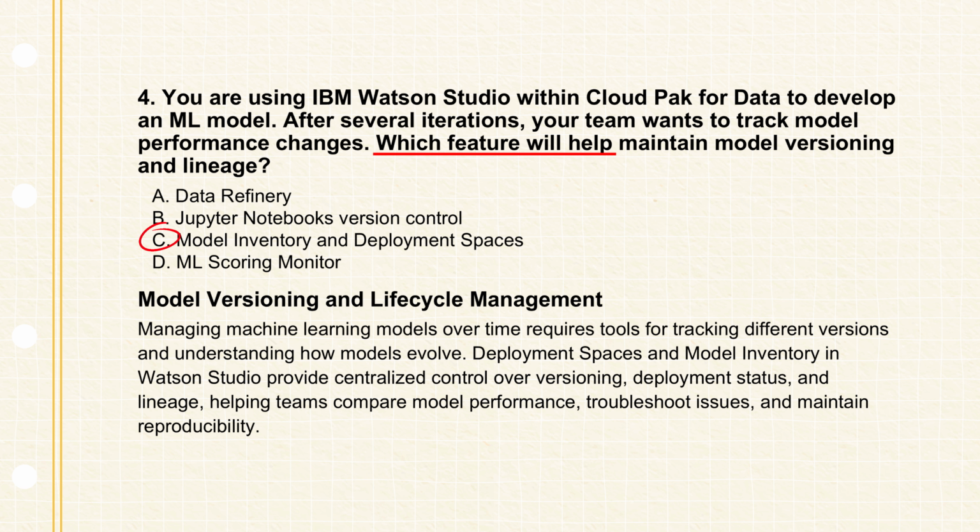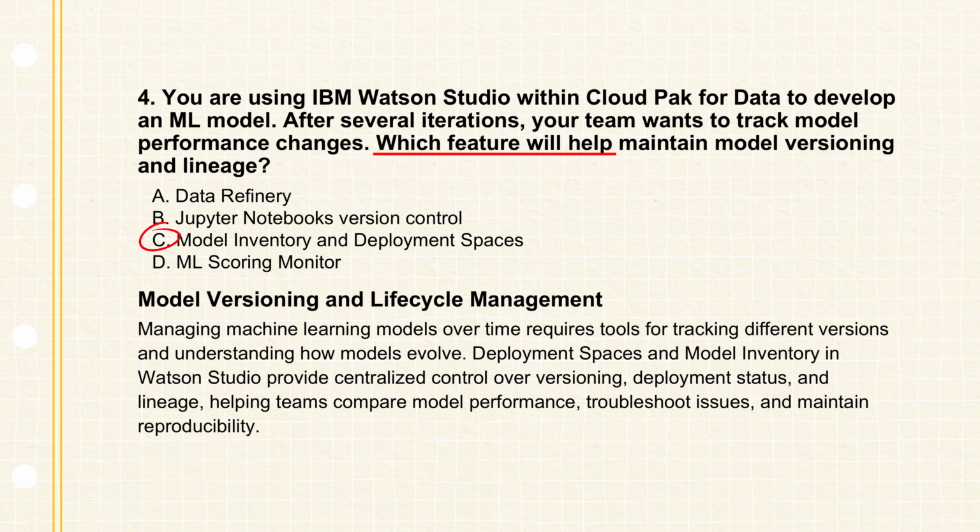Model inventory and deployment spaces. How do they work together? Well, think of the model inventory as your central library, your catalog of all models. Deployment spaces are where you manage the actual deployment and, crucially, track the different versions, the experiments, the lineage of how a model got to what it is.